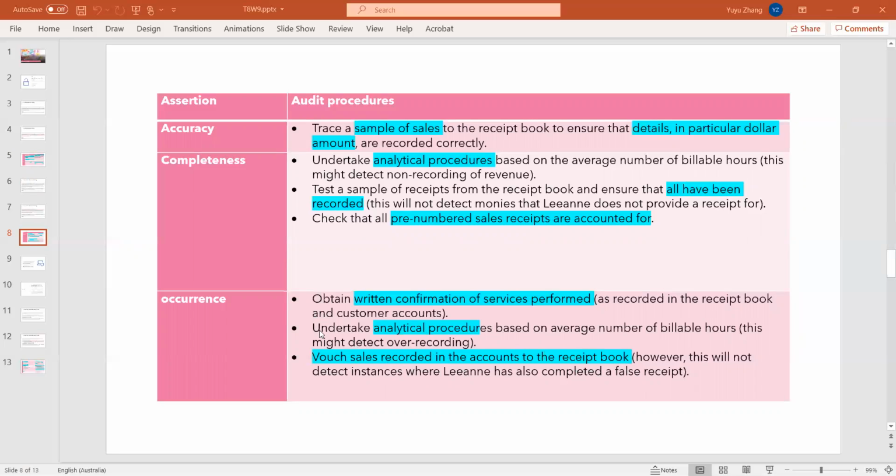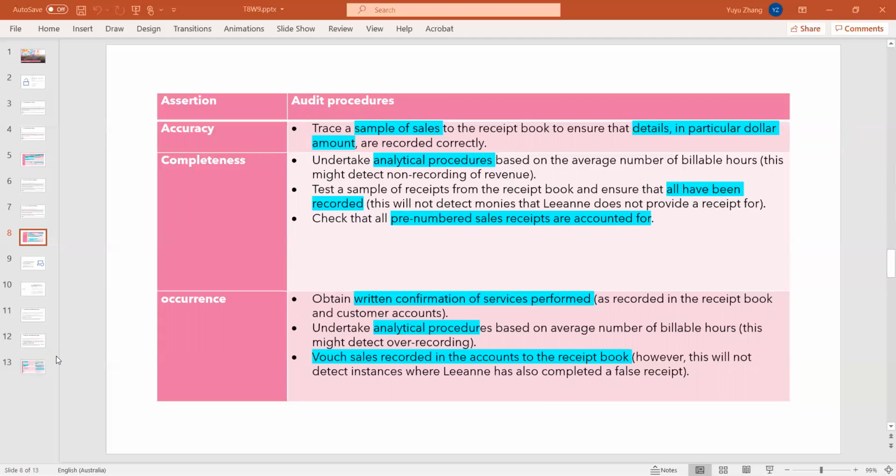And also for the other two approaches, the first one is to get written confirmation of the sales performed. So that is the external confirmation of the service performed. That could be very strong evidence in terms of receivables and also sales, right? And then you could also undertake analytical procedures based on the average number of billable hours, which could be very useful in this case, because the billable hours could be quite analytical and also quite predictable.